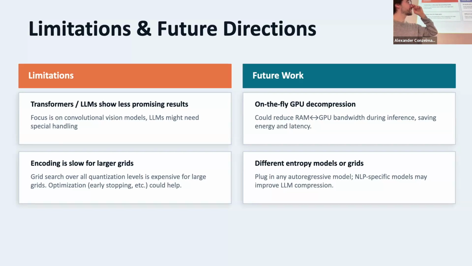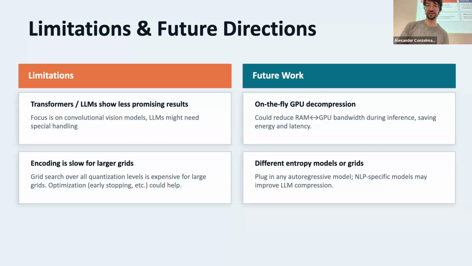And future work I would be interested in: one thing that could be really cool is on-the-fly GPU decompression. Because in LLMs, for example, the inference is usually memory bound. So if you have small file sizes, if you have a small storage space, you could leverage this to get a faster inference speed because you can get the data into the GPU faster. This would, of course, require a very fast decoder. And the problem is that the decoder for entropy coding is usually not parallelizable. So this could be something interesting to do.